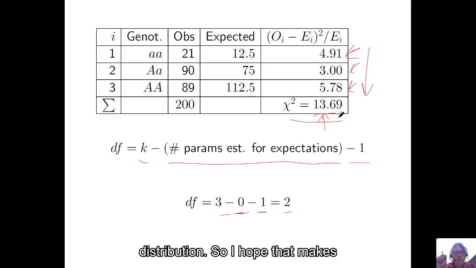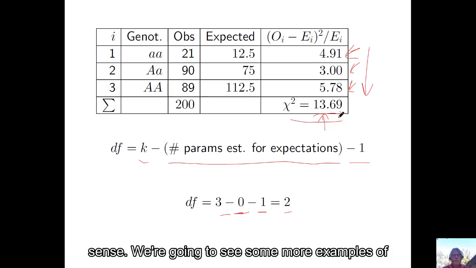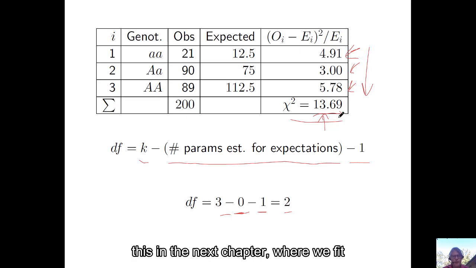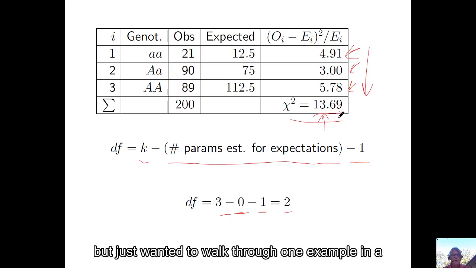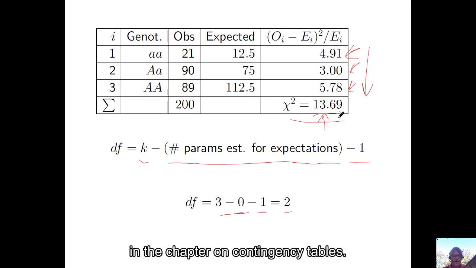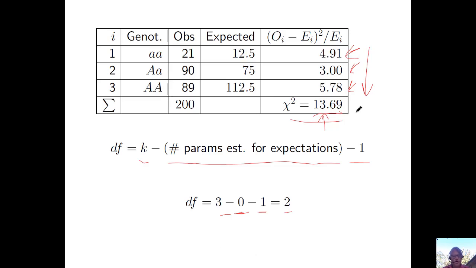So hope that makes sense. We're going to see some more examples of this in the next chapter where we fit expectations from the data and we lose degrees of freedom. But I just wanted to walk through one example in a general case before we see that in the chapter on contingency tables. Okay.